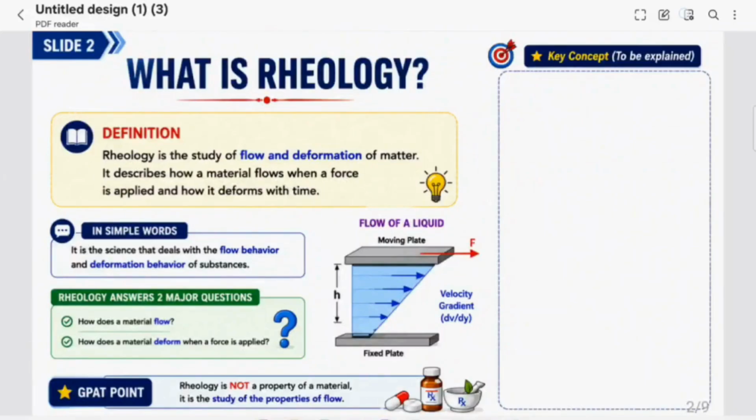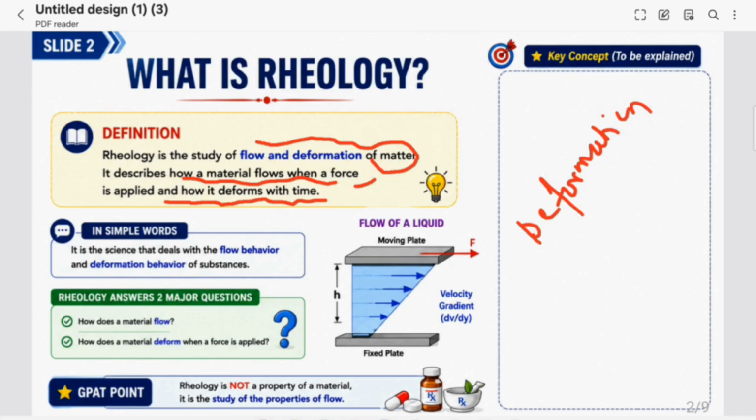What is rheology? Rheology is the study of flow and deformation of matter. It describes how the material flows when force is applied and how it undergoes deformation. Here, deformation means what?